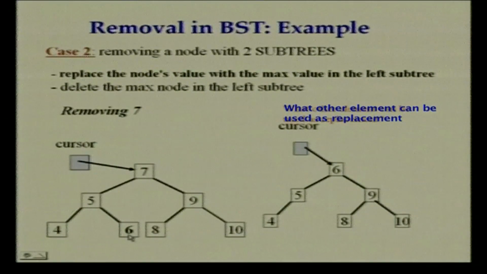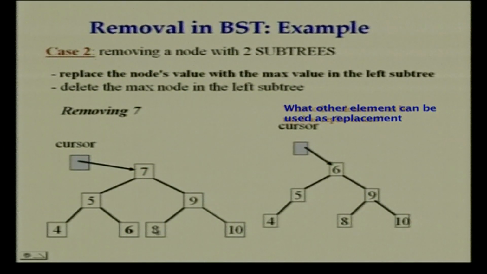Now, the question asked is what elements can be used as a replacement. Let us take the same example. You can use the in-order successor also as a replacement. Now, what is the in-order successor of 7? In this case, the in-order successor of 7 is 8, that is the least value in the right subtree. It is the minimum value in the right subtree.